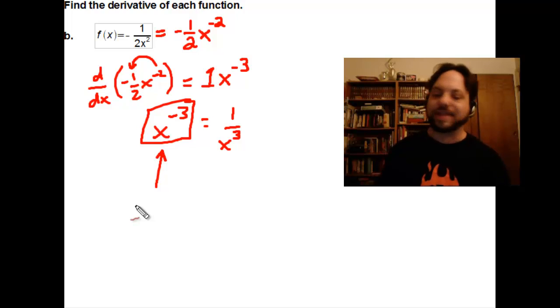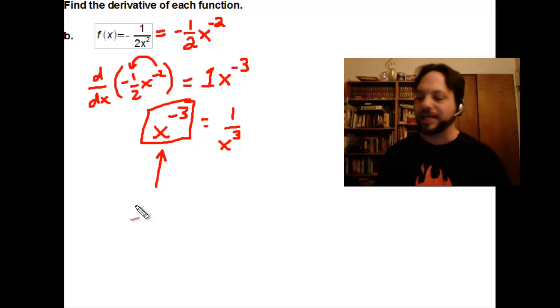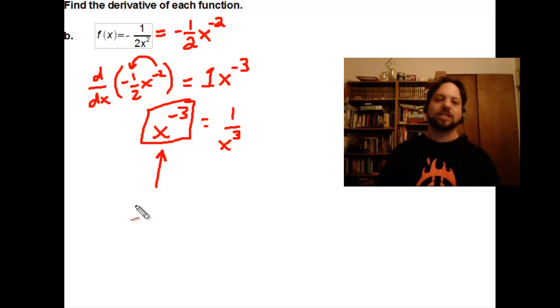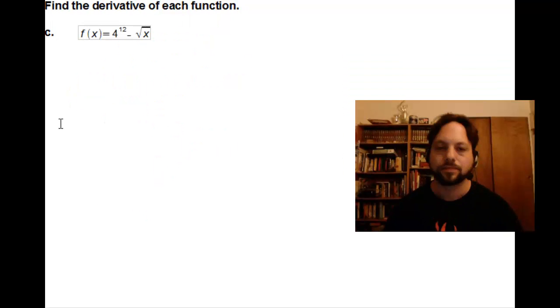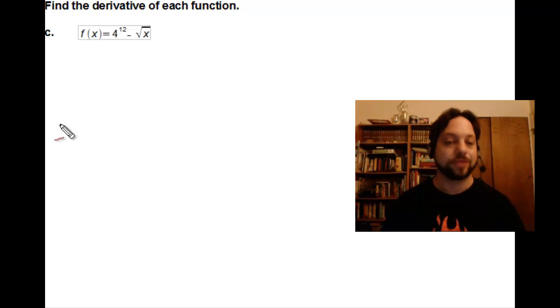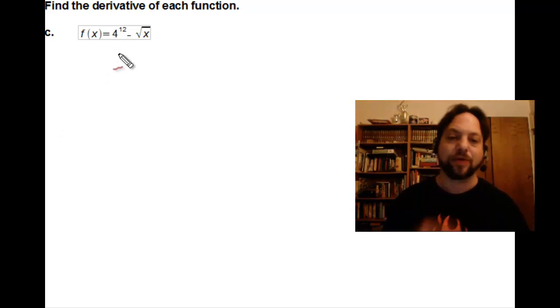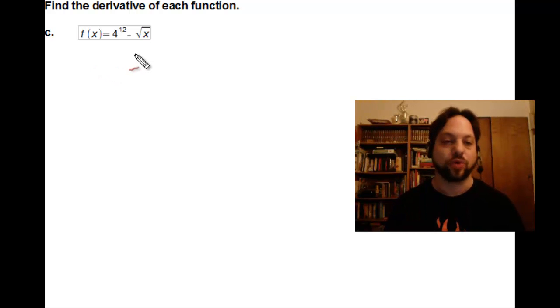So, with that, let's take a look at example C that has a real nasty term in it, 4 to the 12th power. Let's see what we do with that. So here in example C, like I said, we have a nasty 4 to the 12th power. Go ahead and try differentiating example C real quick before we do it together.